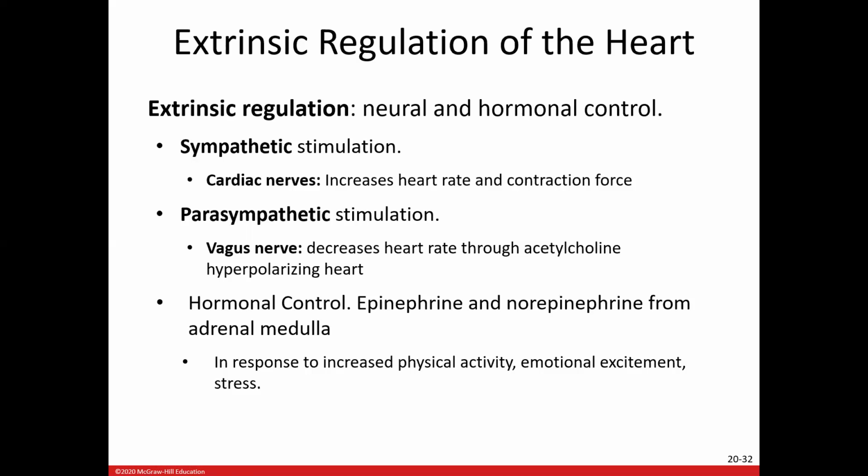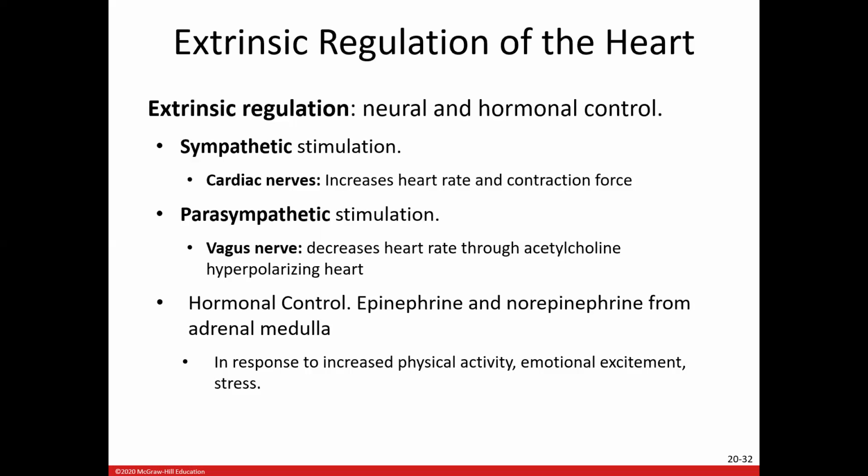Additionally, we can utilize the parasympathetic pathway through what's called the vagus nerve. And the vagus nerve within the brain can be regulated to decrease heart rate through the neurotransmitter acetylcholine. This will hyperpolarize the heart, which basically means that it won't be able to fire action potentials as rapidly, so the heart won't be contracting as quickly or with as much of a steady rate.